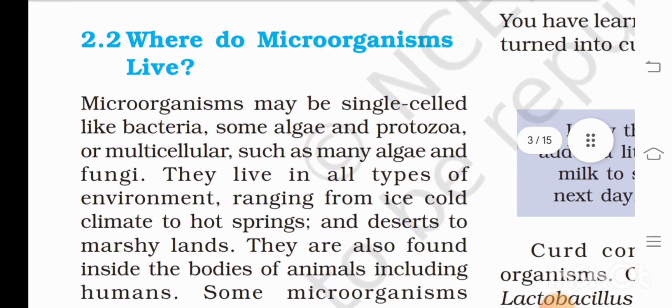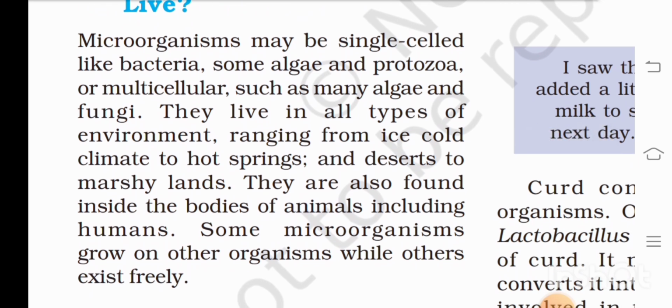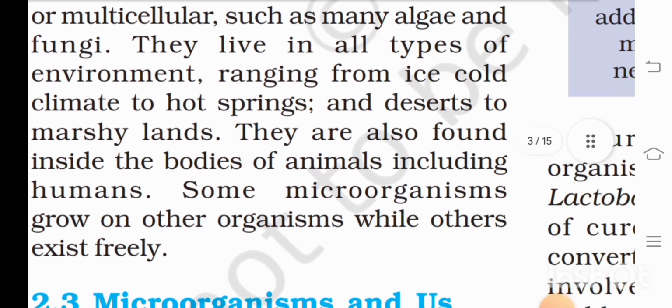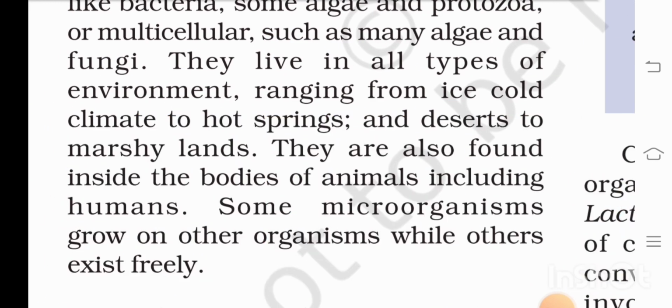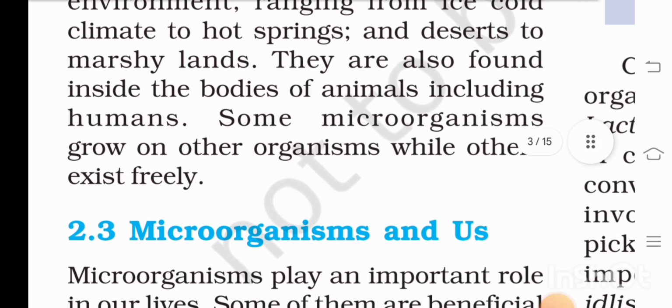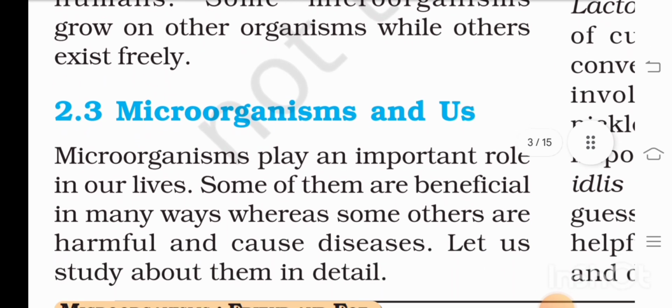Where do microorganisms live? Microorganisms may be single-celled, like bacteria, some algae and protozoa, or multicellular, such as many algae and fungi. They live in all types of environments, ranging from ice-cold climates to hot springs, and deserts to marshy lands. They are also found inside the bodies of animals, including humans. Some microorganisms grow in other organisms, while others exist freely.